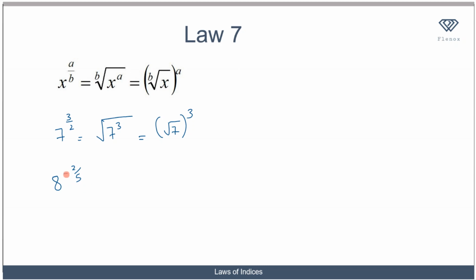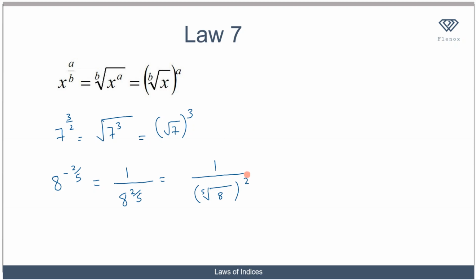Now, as you know, we first have to remove the minus sign, and that will be done by finding the reciprocal. So that will be 1 over 8 raised to the power 2 over 5. And now we can very well apply this law. So that will be 1 over, you know that 8 raised to the power 2 over 5 will be equal to the fifth root of 8, then all squared, based on this law.